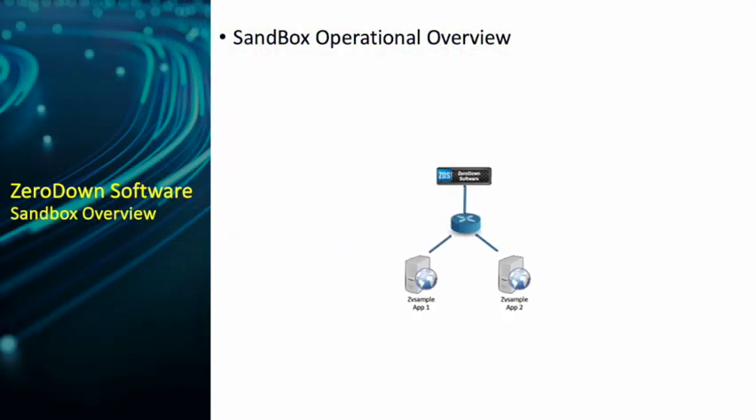ZeroDown software is designed to replicate transactions to two or more application endpoints in a highly available environment. As depicted in the diagram, a transaction is sent to an application, as an example ZV sample 1, and replicated to a secondary application, ZV sample 2.